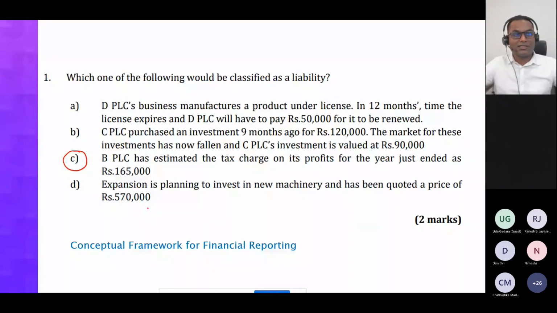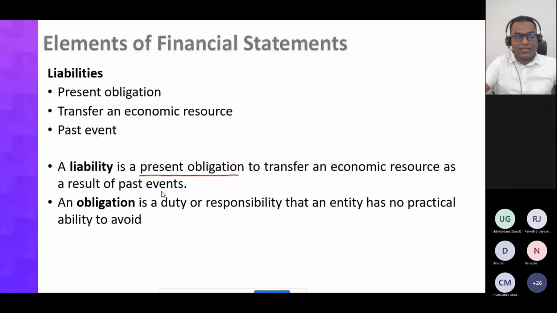So what is the correct answer? The correct answer is answer C, right? Nilanki has given the correct answer. So answer C is the answer for the first question. Right, so let's move to the second question.